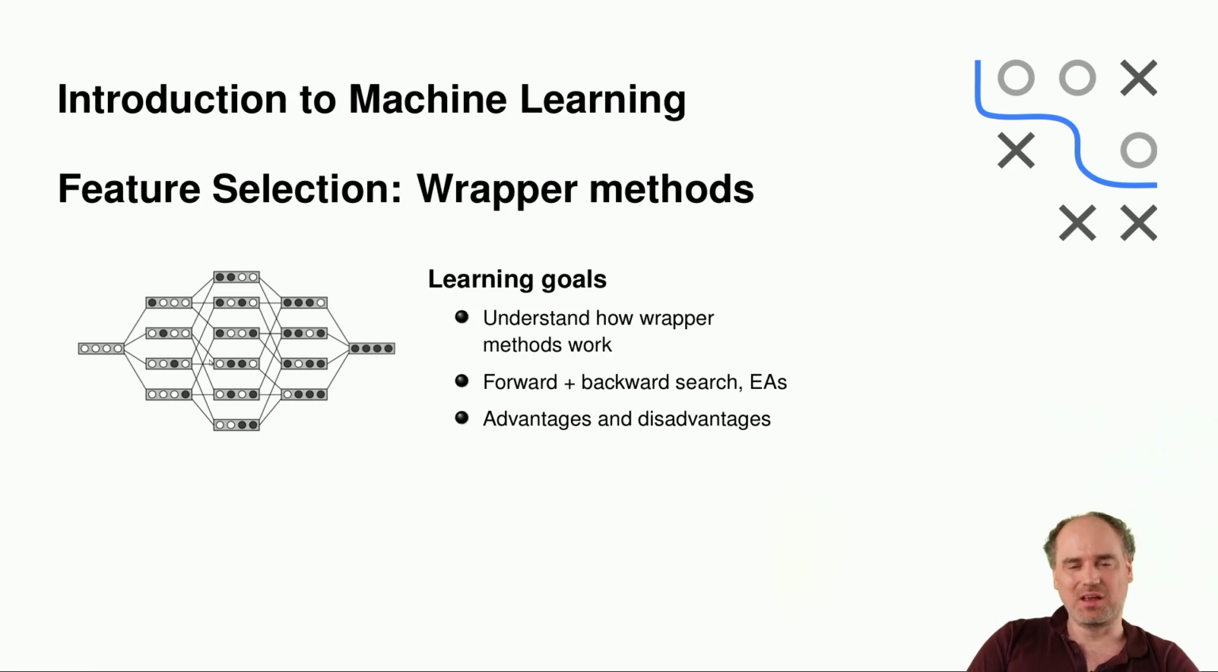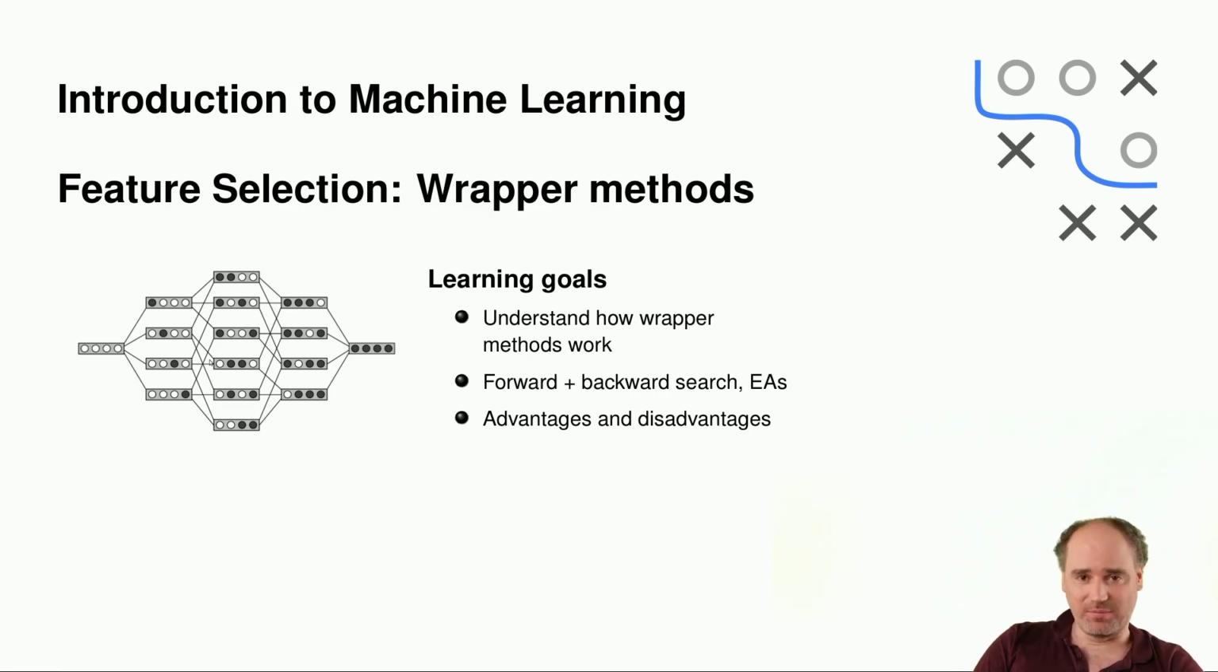So we're basically mapping the feature selection problem to a discrete optimization problem in a binary search space, so whether we're going to include a feature or not. We'll discuss the basic algorithmic principles and basic algorithmic variants, so forward and backward search.